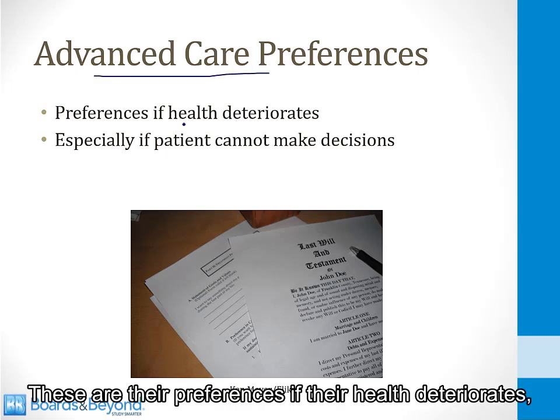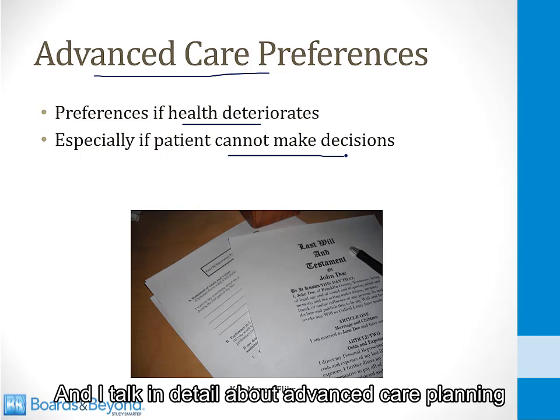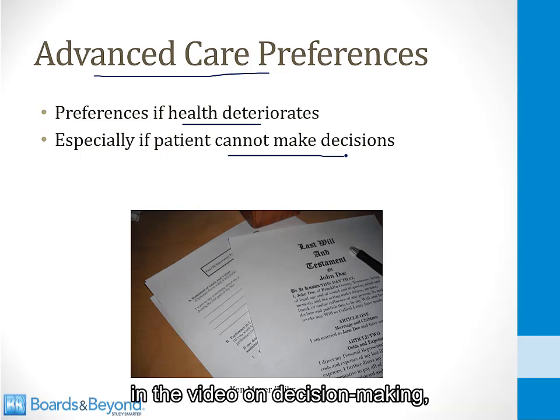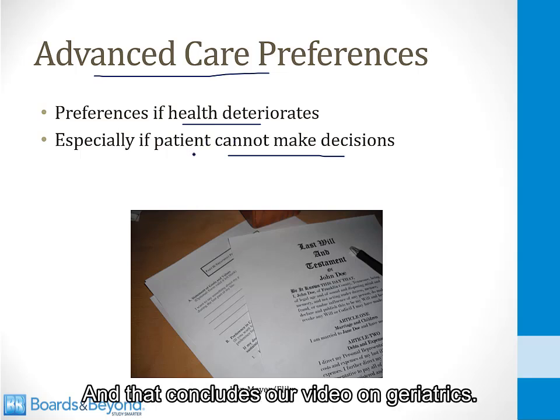These are their preferences if their health deteriorates, especially if they cannot make decisions. And I talk in detail about advanced care planning in the video on decision making, where I talk about what to do if patients can't make their own decisions. And that concludes our video on geriatrics.